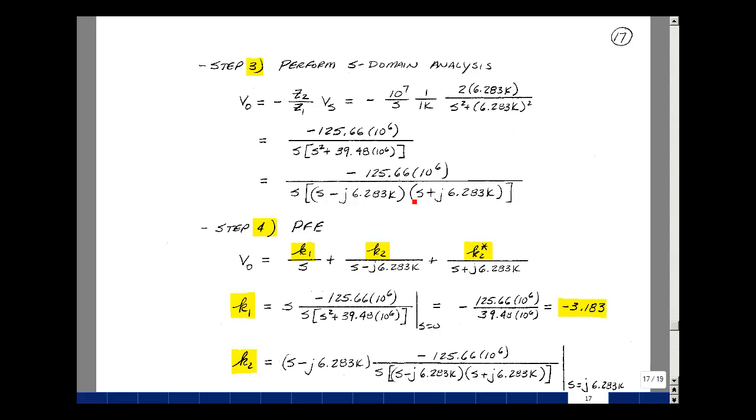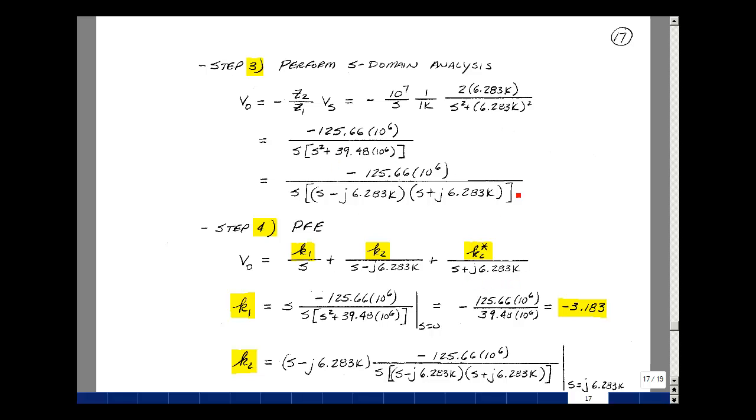Now since the highest power in the numerator is s to the 0, and the denominator is s to the 3, we have a proper rational function, and we can do our partial fraction expansion. So then this can be written as some k1 over s plus some k2 over s minus j 6.283k, and then plus the conjugate of k2 divided by s plus j 6.283k.